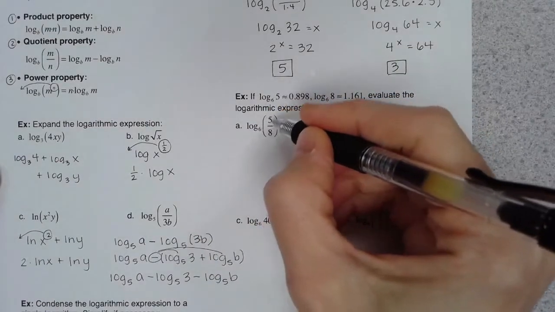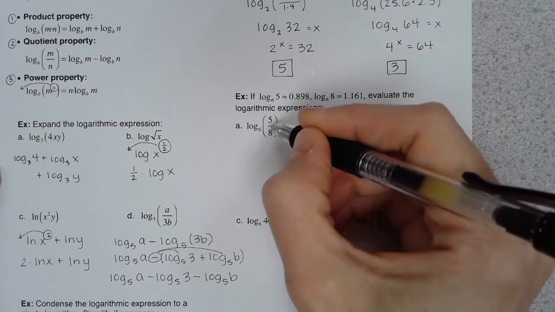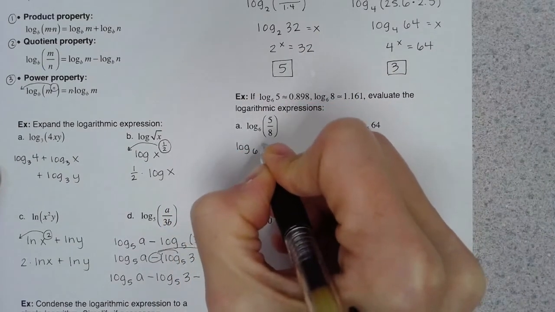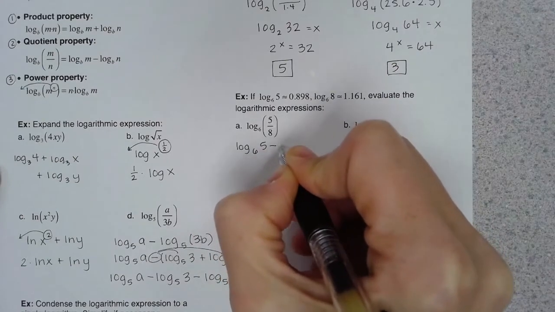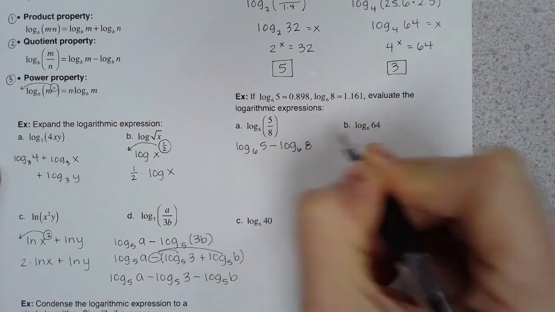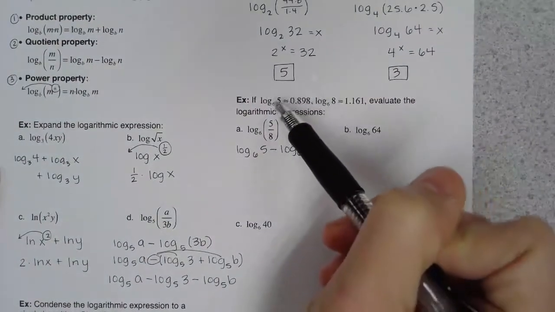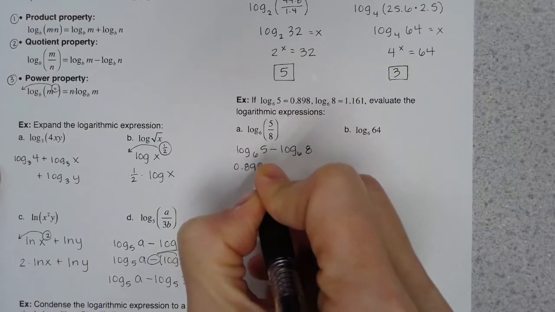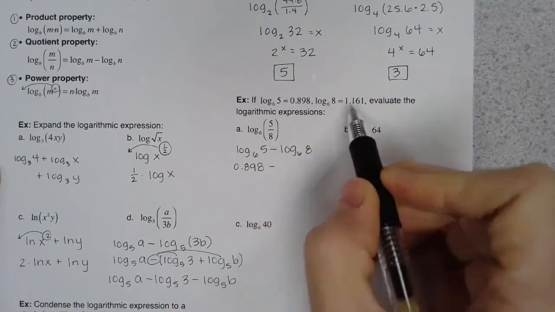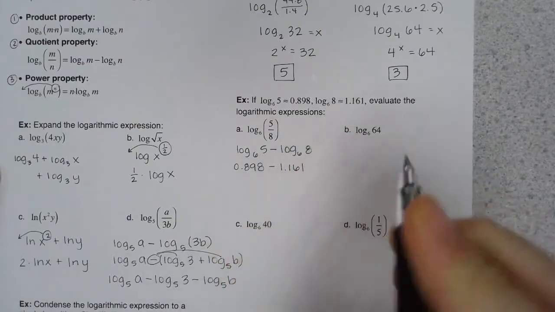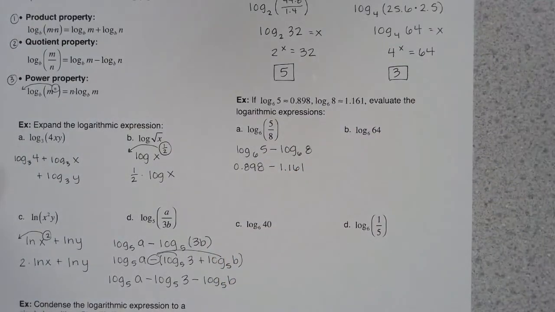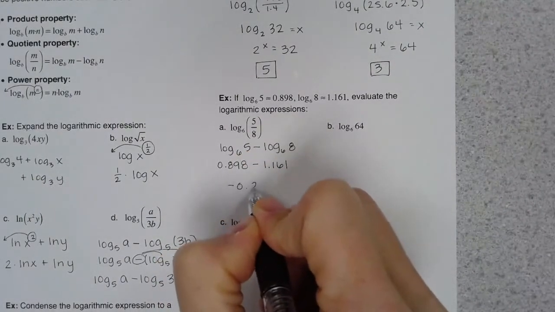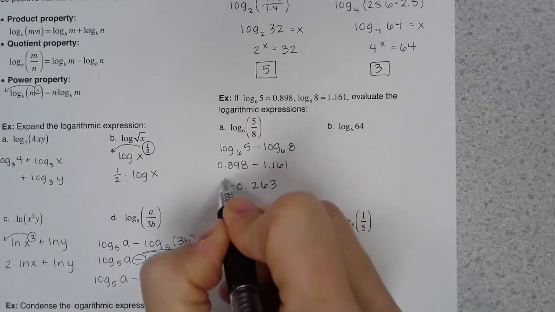You don't know what log base 6 of 5/8 is, but you know that division becomes subtraction when you expand it. So I can start by expanding this one to be log base 6 of 5, and then division becomes subtraction, right? Minus log base 6 of 8. And then if you look up at what you were given, log base 6 of 5 is approximately 0.898, and log base 6 of 8 is approximately 1.161. And so then you can subtract them from each other. So you're going to do this value minus this value, and that will give you 0.263. That will give you the answer to the question.